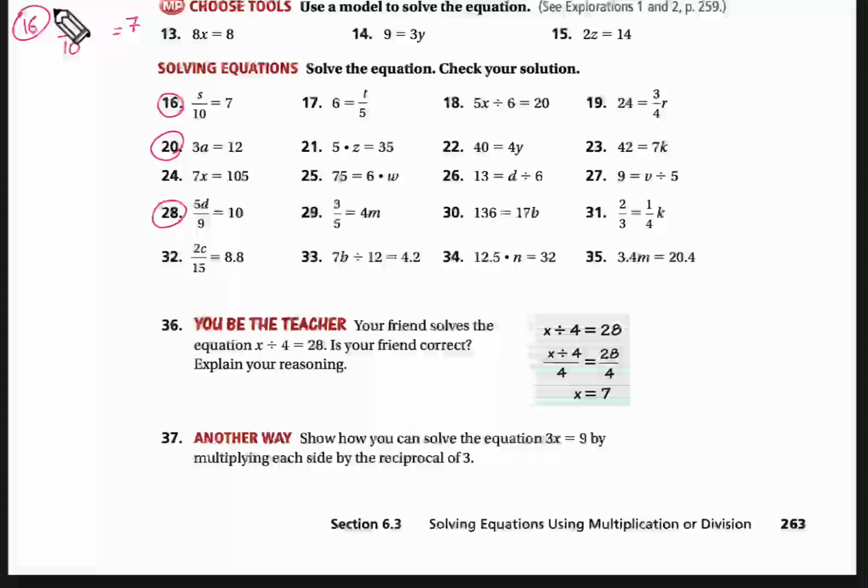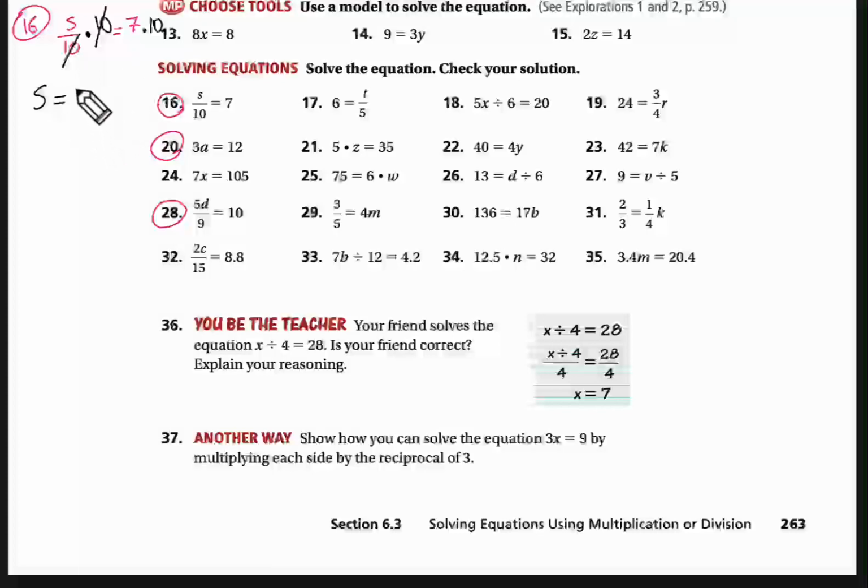Okay, just a second. Abdullah, mute your mic. Thank you, Abdullah. Okay, Ahmed, you want to find the value of the variable here, s. So you want to remove the 10, not the 7. So we multiply by 10. Great. In the left side, the division and multiplication undo each other. We have s on the left side.